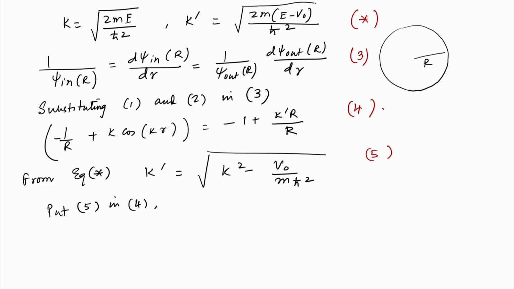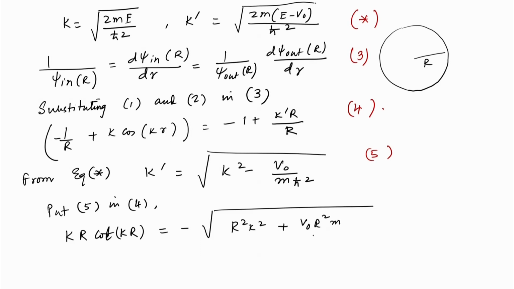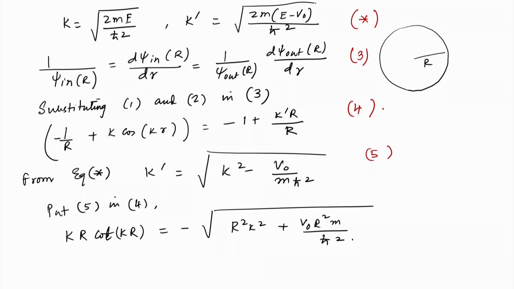And if we do that, we will get an equation which is k r cot k r equal to minus the root of r square k square plus V0 square r square m by h cross square. Now, solving this will give us a value of k, and hence we will get energy from equation number star, and that is the eigenfunction for the Hamiltonian. And of course, we have found the eigenvalues by solving the differential equation.